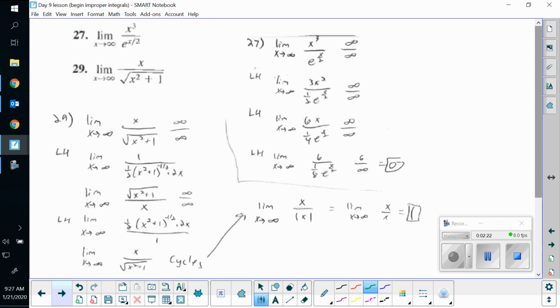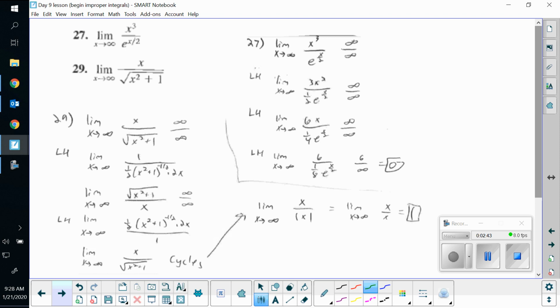27 and 29. So 29 was probably a difficult one. So you ended up cycling when you do L'Hopital's rule twice. It takes you right back to the beginning when you neaten it up of x over radical x squared plus 1. So L'Hopital's rule did not work here, so therefore we needed to do this algebraically.